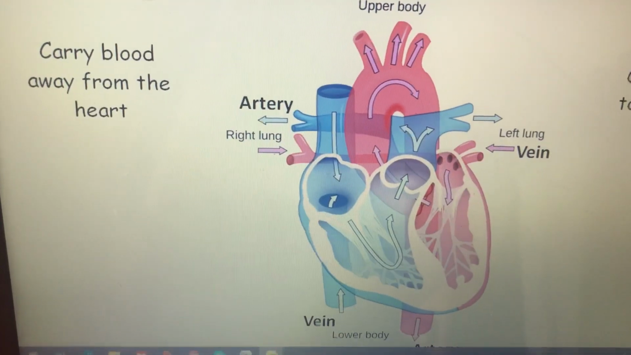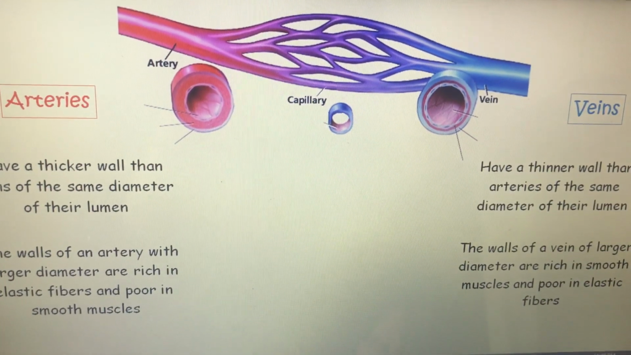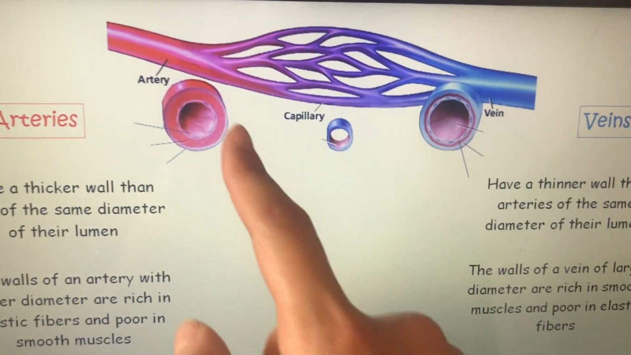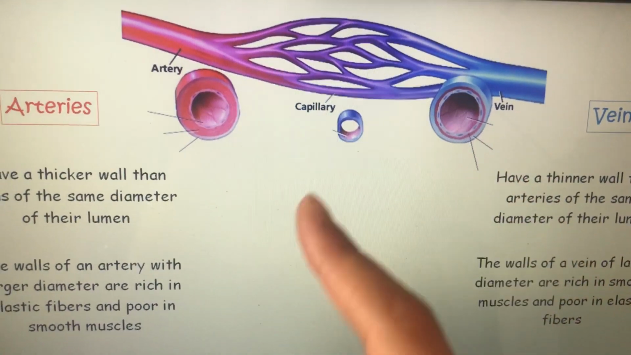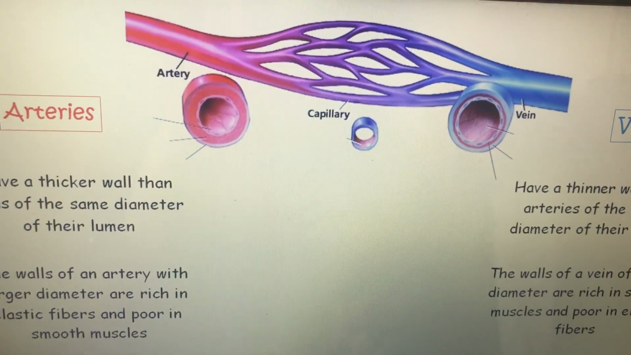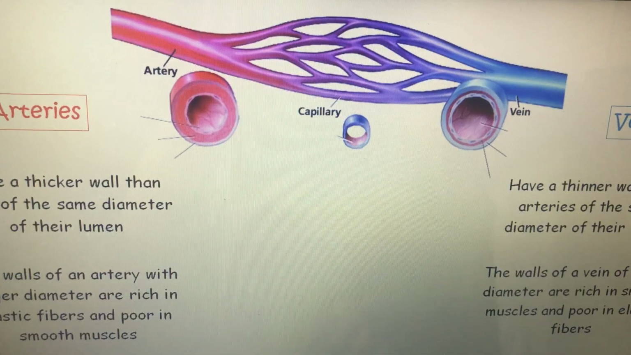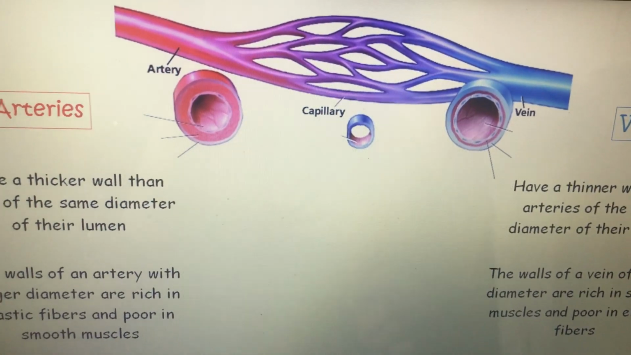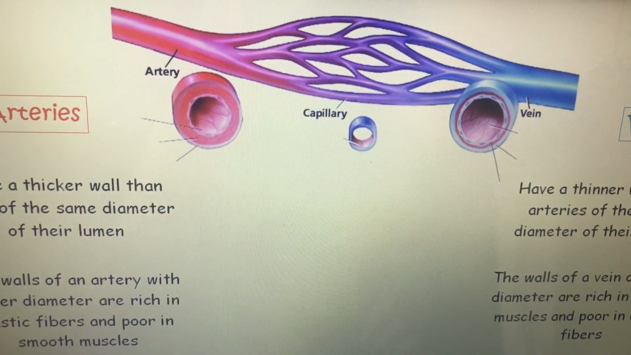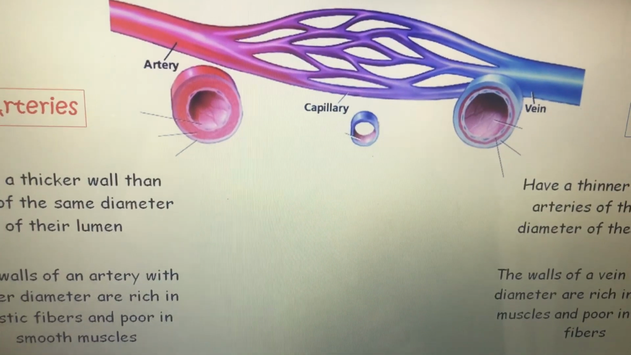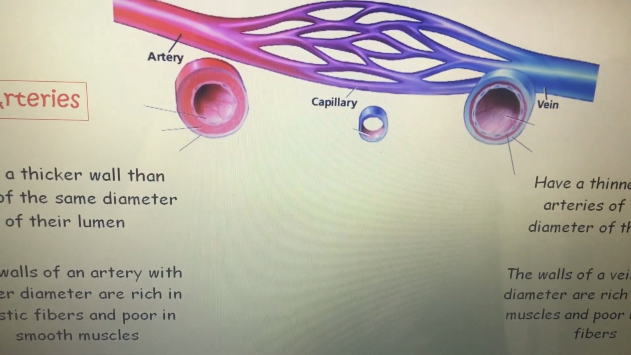A third difference is that arteries have thicker walls. So if you look at this picture, you can see that the wall of the artery is thicker than the wall of the vein. Okay? But arteries in their walls have more elastic fibers than veins, while veins have more smooth muscles, because they need these smooth muscles so they can contract and push blood, while in arteries we don't need to push blood because already the heart is pumping this blood.